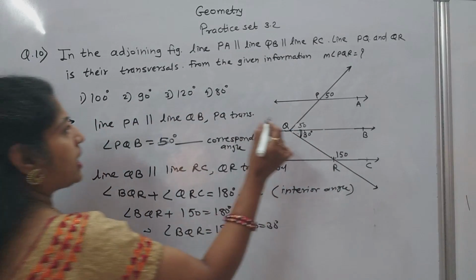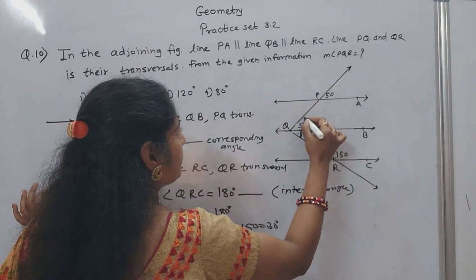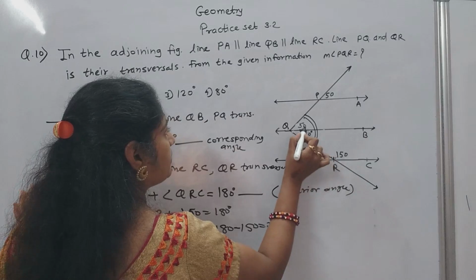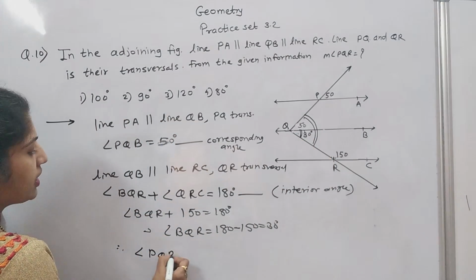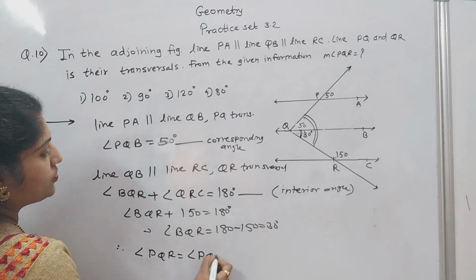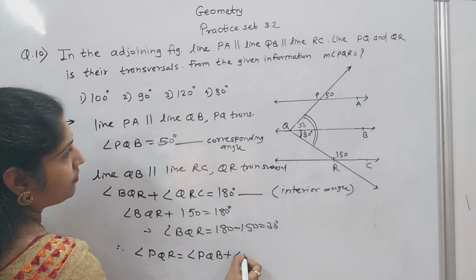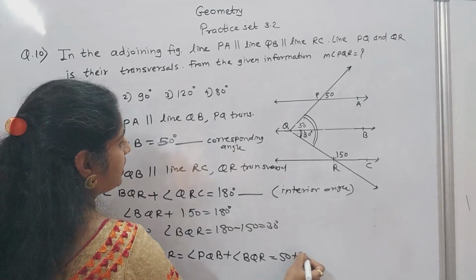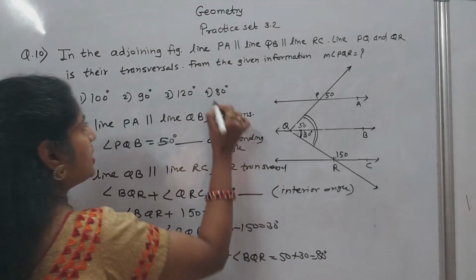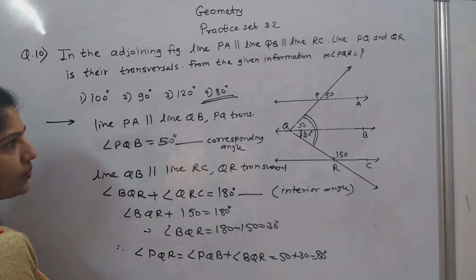And we are asked for PQR. PQR is the sum of these two angles, 50 plus 30, 80. So angle PQR equal to angle PQB plus angle BQR equal to 50 plus 30 equal to 80. So our answer is option number 4.